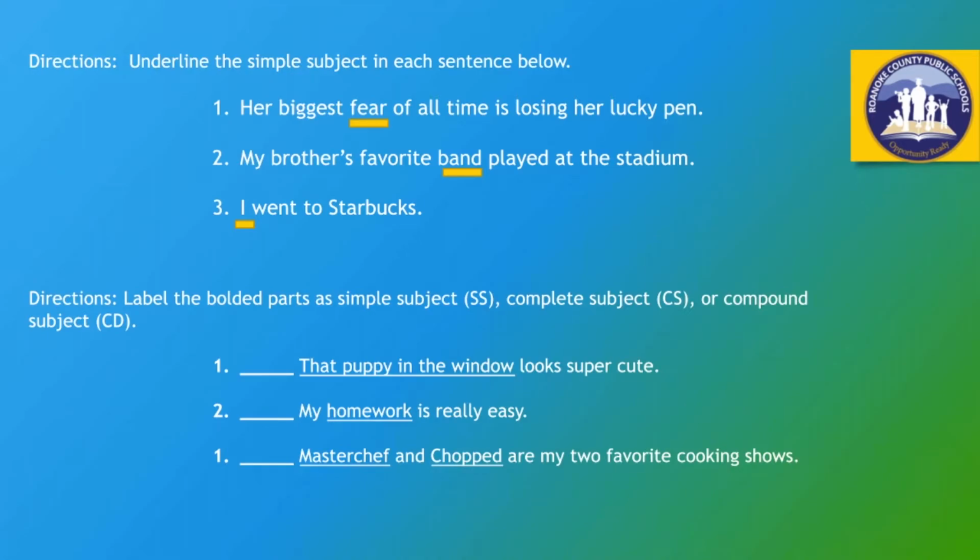Okay, so directions. Label the bolded parts of the sentence as either simple subject, SS, complete subject, CS, or compound subject, CD. That puppy in the window looks super cute. If you guessed complete subject, you'd be right because we have the puppy, which is the simple subject, but then we have all of the modifiers. My homework is really easy. If you guessed simple subject, you'd be correct. Master Chef and Chopped are my two favorite cooking shows. We have two different subjects. So you should have guessed compound subject.